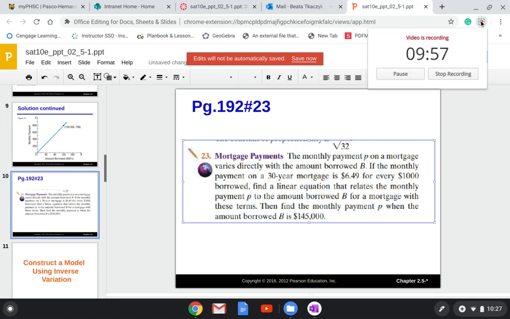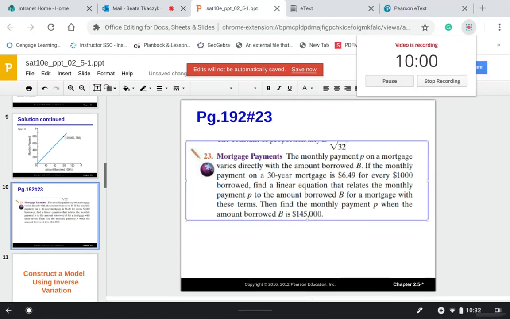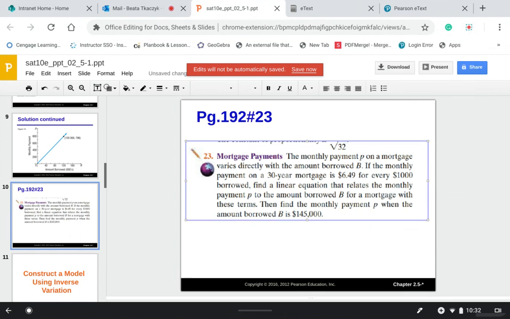So let me pause. I tried to copy that, but for some reason I have a hard time. So here, guys, we're going to solve the problem from your textbook, and it's also on the PowerPoint. This is number 23 about the mortgage. Mortgage payment: the monthly payment P on the mortgage varies directly with the amount borrowed B. So we have two variables, P and B.